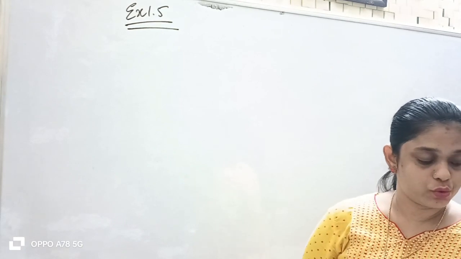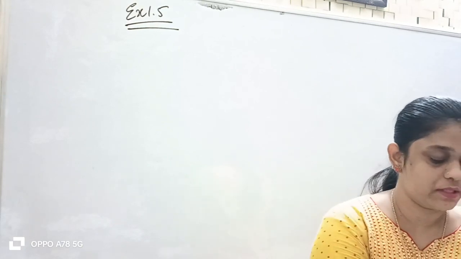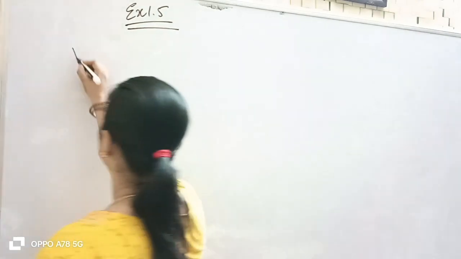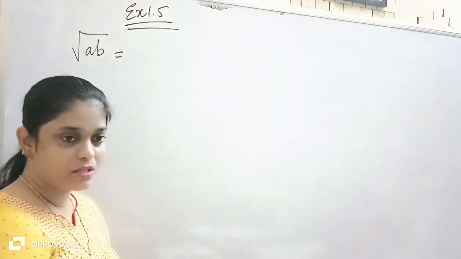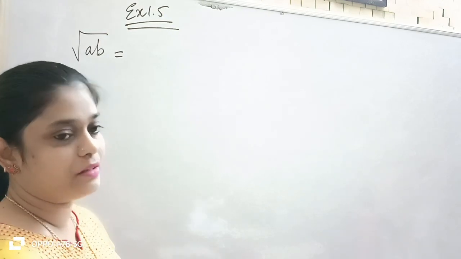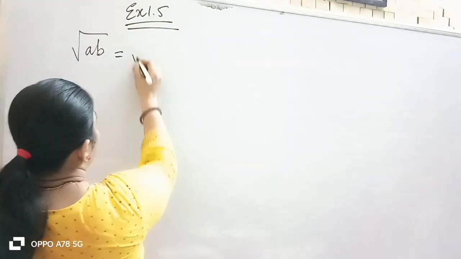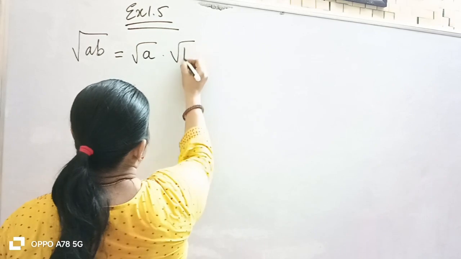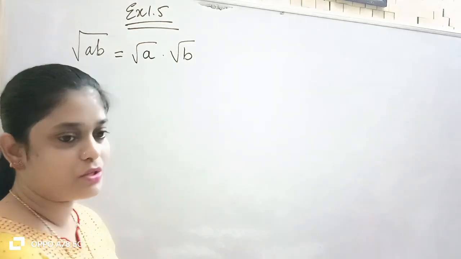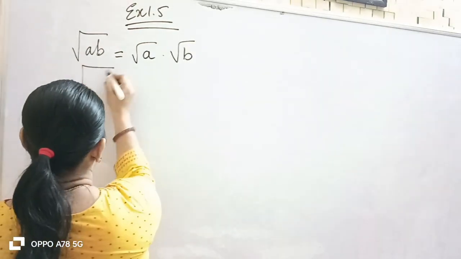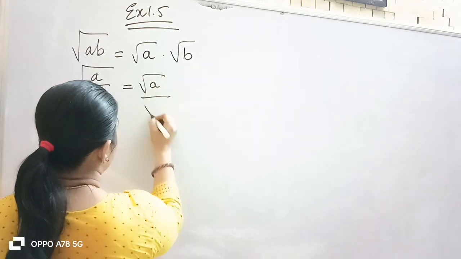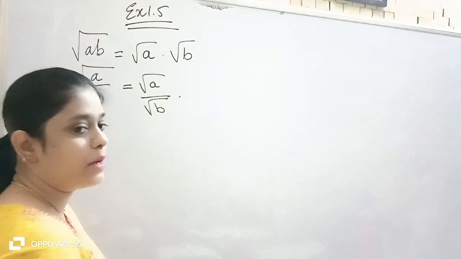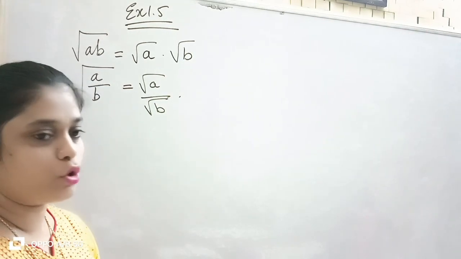So we know that usually the irrational numbers, the root numbers, so root of A into B, that is the multiplication within the root, we have to separate it. Root A into root B is possible for multiplication. In the same way for division also, root of A by B equals root A by root B. But addition and subtraction is not possible.